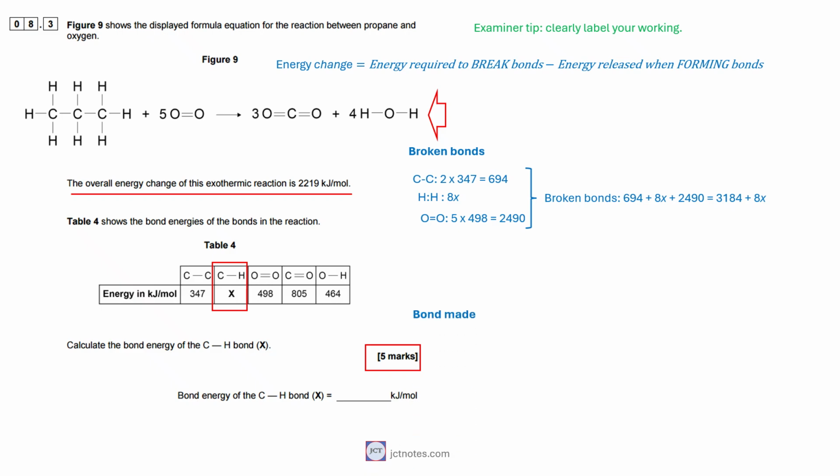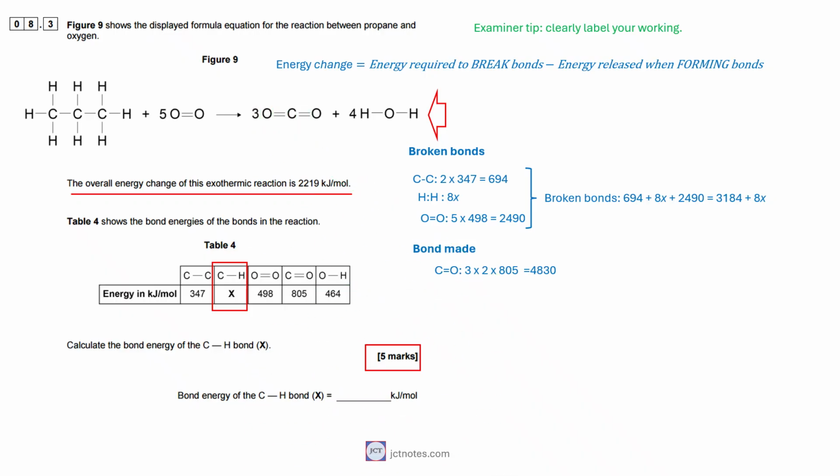Step 2 is to calculate the energy released when new bonds are formed in the products. Let's look at carbon dioxide. Each carbon dioxide molecule contains 2 carbon-to-oxygen double bonds. Because there is a big number 3 in front, we have 3 times 2, which means 6 carbon-oxygen bonds in total. Looking at table 4, each bond is 805, so we calculate 6 times 805 is equal to 4,830.